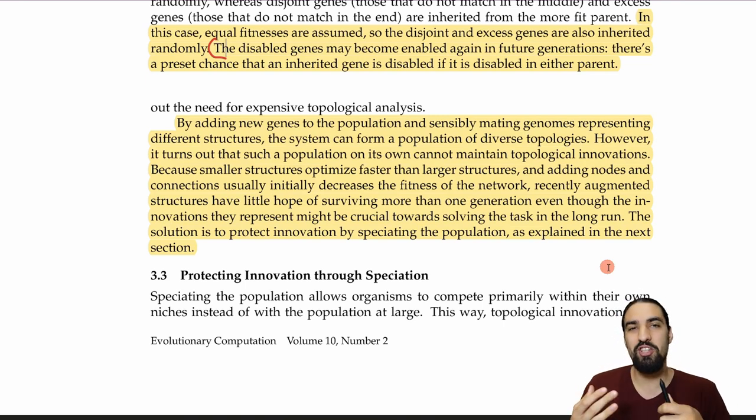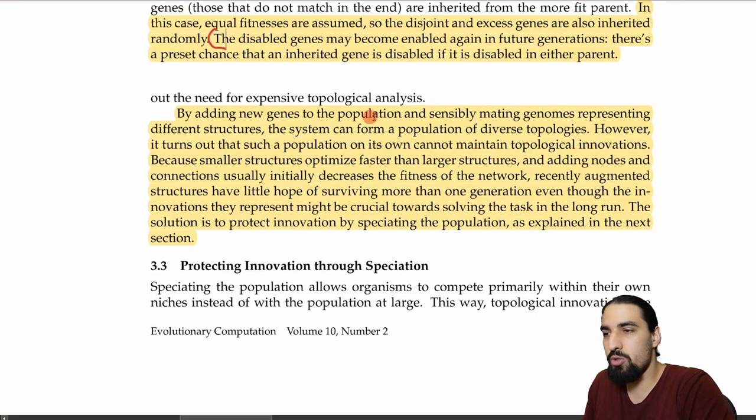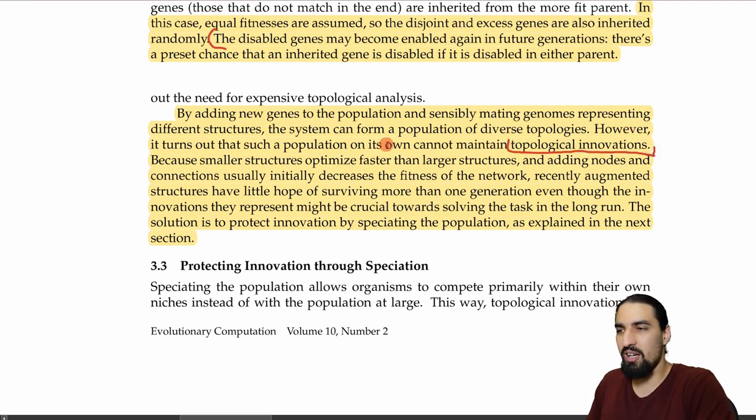So how do we make sure that the innovations survive? And the answer is here. By adding new genes to the population and sensibly mating genomes representing different structures, the system can form a population of diverse topologies. However, it turns out that such a population on its own cannot maintain topological innovation, and that's quite important to maintain. Because smaller structures optimize faster than larger structures, and adding nodes and connections usually initially decreases the fitness of the network, recently augmented structures have little hope of surviving more than one generation, even though the innovations they represent may be crucial towards solving the task in the long run.